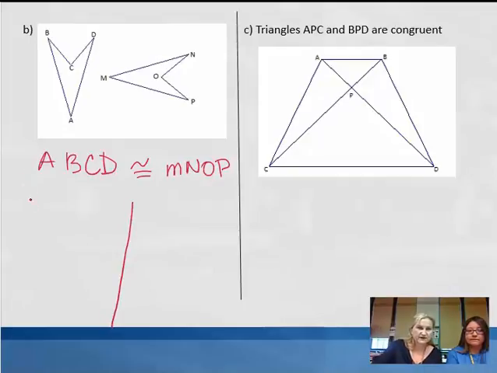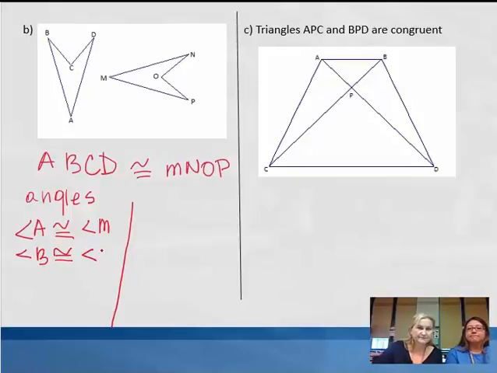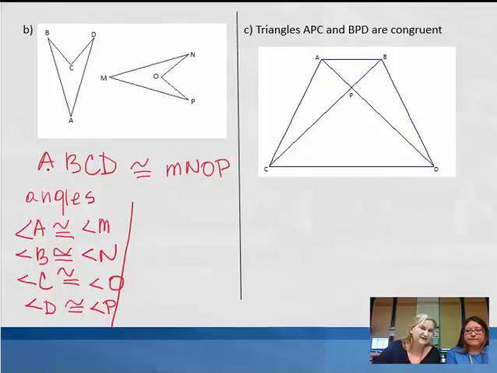Let's do the table, with angles on one side. Angle A corresponds to and is congruent to angle M. Angle B corresponds to and is congruent to angle N. Angle C corresponds to and is congruent to angle O. And angle D corresponds to and is congruent to angle P. If you notice, the name lists the angles in the same order, which is very important. A corresponds to M, B to N, C to O, and D to P.